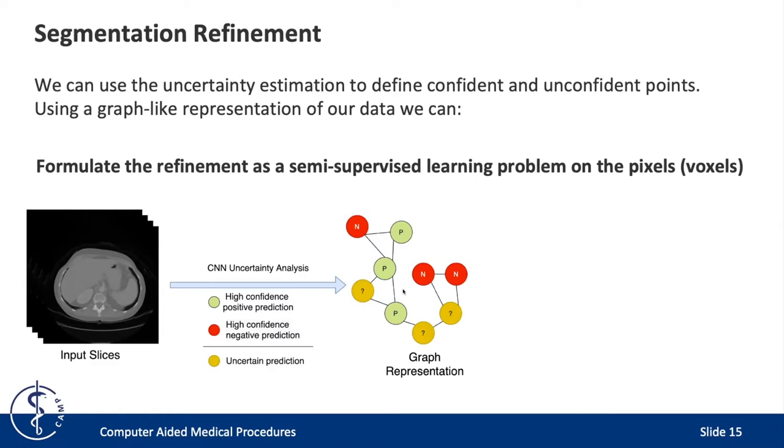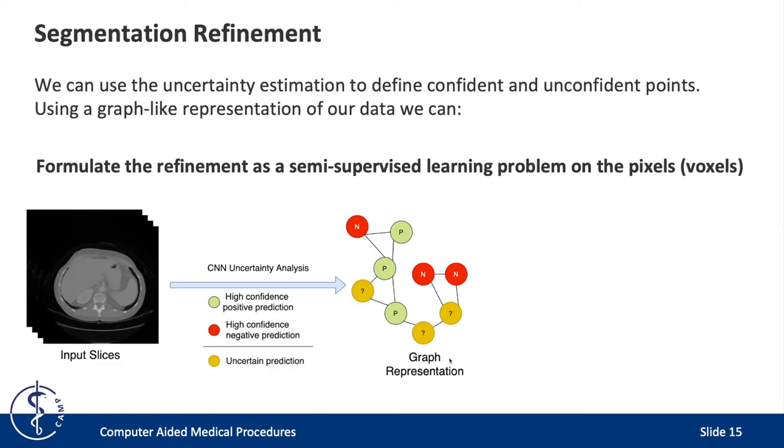as a graph, we can end with this kind of structure here. When we have the graph, the nodes, we have some connection between the nodes, but the point here is that we have some elements that have high confidence. For example, these green elements are high confidence positive predictions. The negative elements, sorry, the red elements are high confidence negative predictions. And also we have the uncertain ones. And from this, we can say that we are not sure about the label. We can consider these as unlabeled nodes in this graph representation.